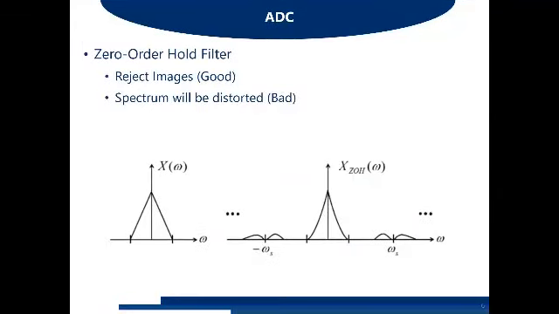So the same concept is written over here, that zero order hold filter rejects images, which is a good point, and at the same time the spectrum will be distorted, the main copy will be distorted, which is at the same time a bad point or the disadvantage.